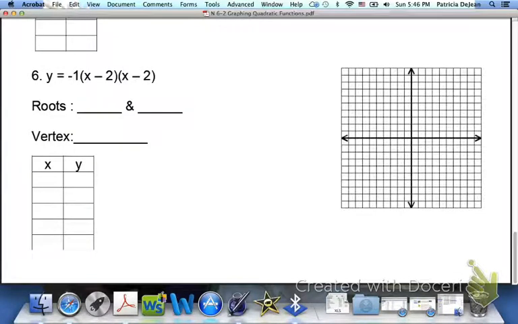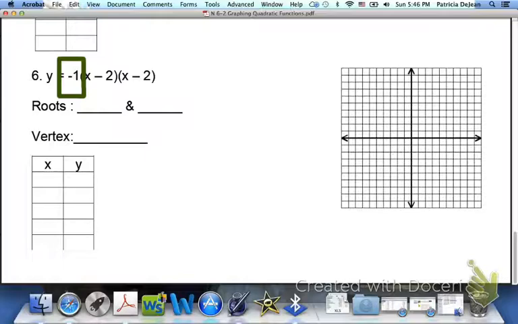All right, we can see right away, as we look at this, that it's going to open down. A negative 1 means it's not going to be a stretch or a compression. It's going to be basically the shape of a parent function, but it's going to open downward, so it's not a parent function, and it is shifted a bit.